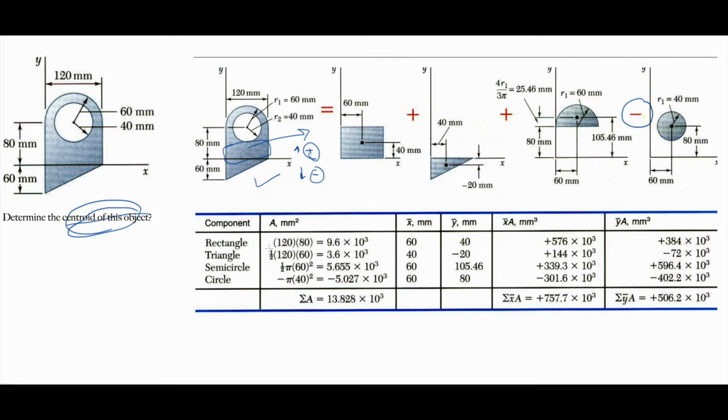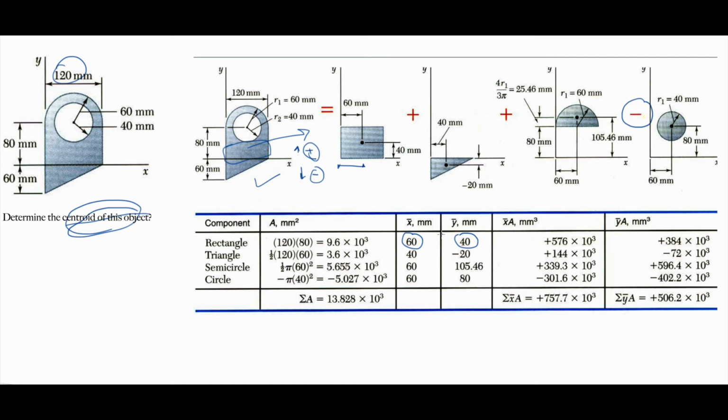So if you have a rectangle, the area of the rectangle that we have here is 120 by 80. Okay, because this is 120 and it's 80, so we took it from here, right? So 120 by 80 will give me the area of the rectangle. The x bar, which is this distance from here to here, will be half of the 120, which is 60. And the y bar will be 40, which is half of the 80, right?